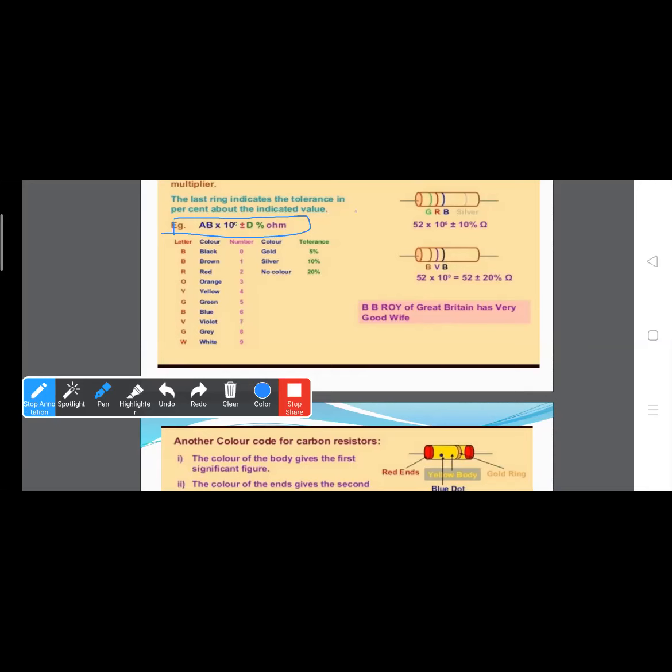Okay, so now this is a carbon resistance. The first ring is of green color. So from this table we find green color is G and the number is 5. Clear? And the second is of red color. So from these tables, red is 2, so we get 52, and the third shows B. B means brown color. So brown is 1, which gives 10.